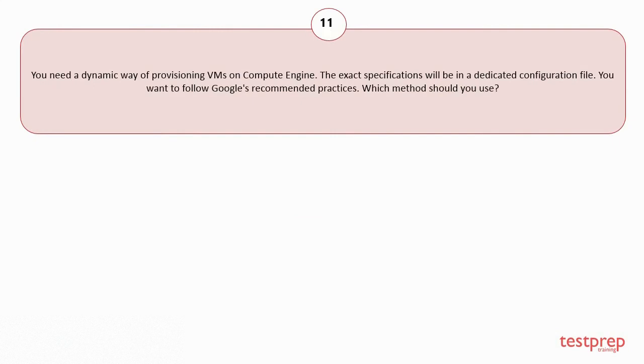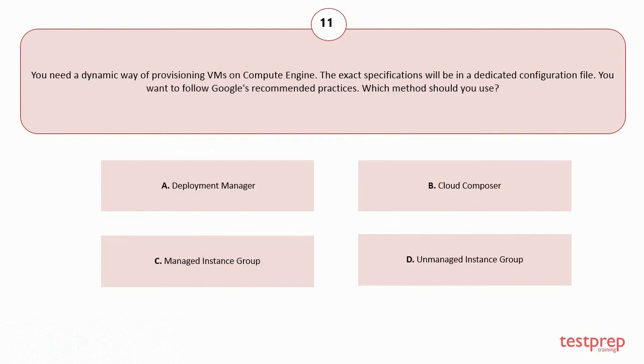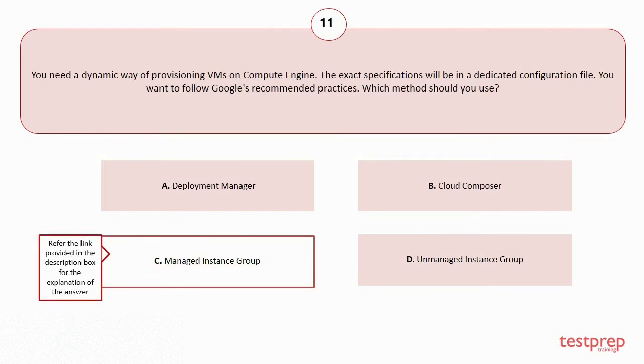Question number 11. You need a dynamic way of provisioning VMs on Compute Engine. The exact specifications will be in a dedicated configuration file. You want to follow Google's recommended practices. Which method should you use? Your options are: A. Deployment Manager. B. Cloud Composer. C. Managed Instance Group. D. Unmanaged Instance Group. The correct answer is option C.